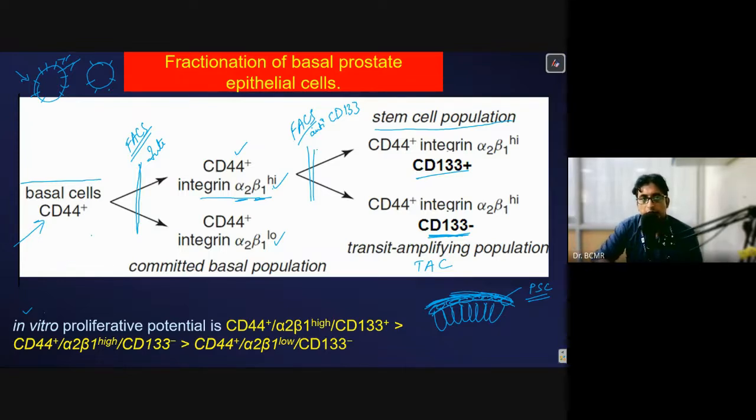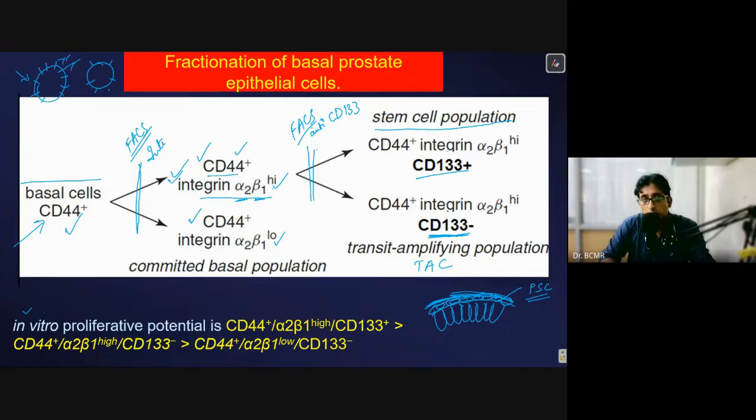So they would have taken basal stem cells, FACS, taken these two different cell populations in different tubes, and checked which ones are growing for a longer duration, that is, dividing. Proliferative potential means dividing, how many times they can divide. They found that this one is dividing more.